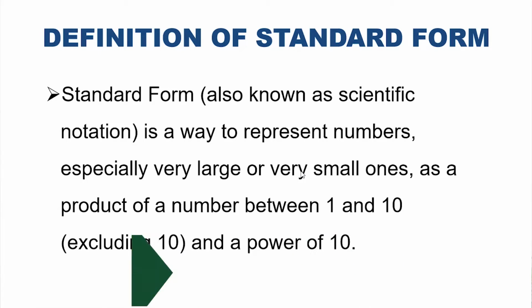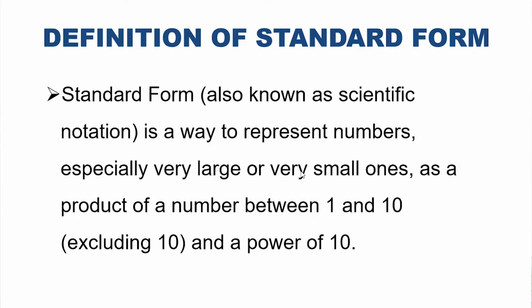What is standard form? Standard form is also known as scientific notation. It is a way of representing numbers, especially large numbers or very small numbers, as a product of a number between 1 and 10, excluding 10, and it has a power of 10.